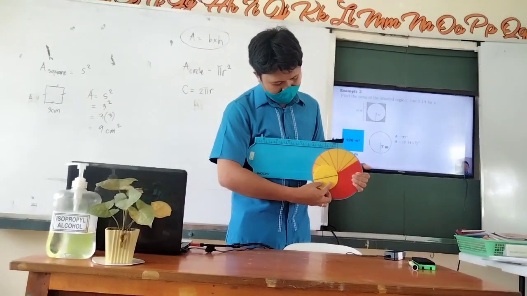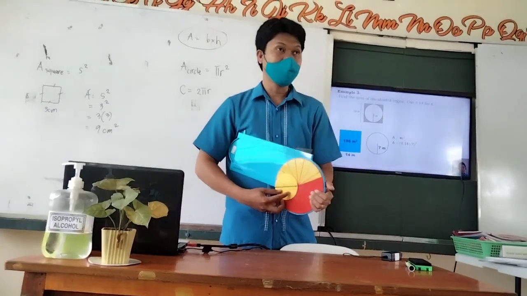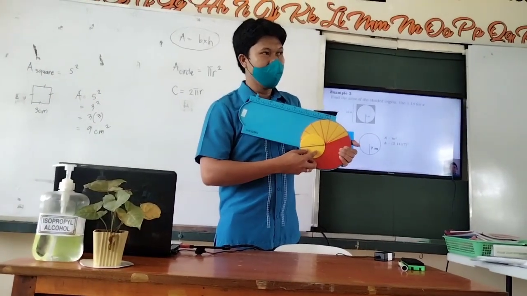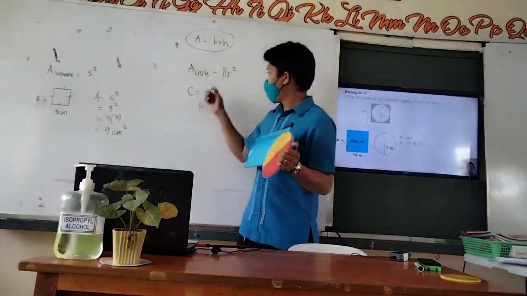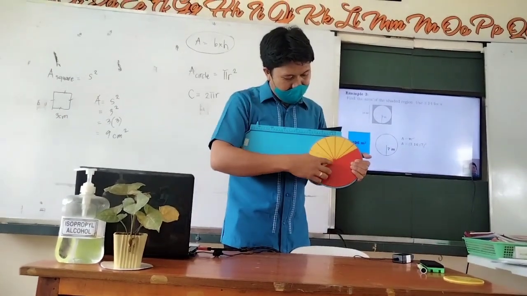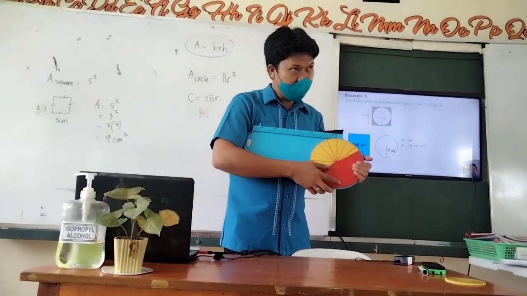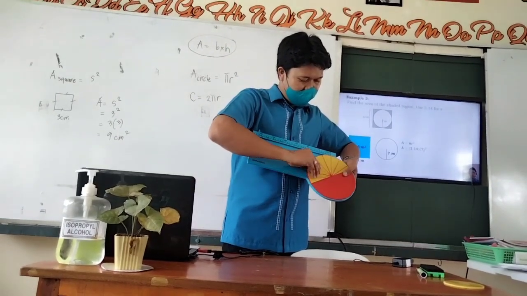You are going to try to check. The radius is 10 centimeters. Now, where is this pi r squared coming from? Assuming that we are going to subdivide the circle into sectors, it looks like this.